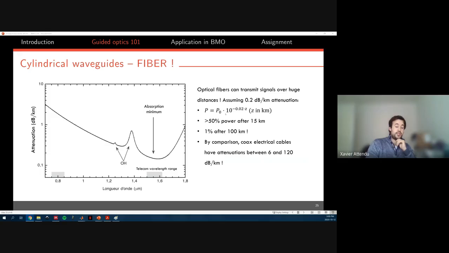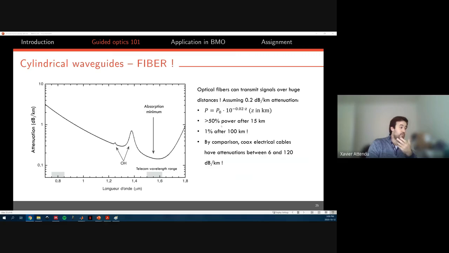What that means is if you have a 0.2 dB attenuation per kilometer, after 15 kilometers of fiber, you will still have 50% of your power. After 100 kilometers, you will still have 1% of your power. Then the other advantage is that the speed of light is still faster than the speed of electrical signals in coax cable and electrical cables, for instance.